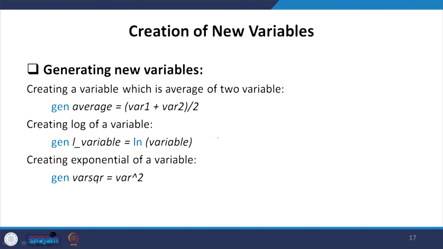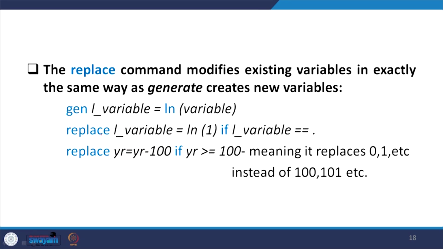Simply you generate and take that name. If you are doing average, then you go by this command. If it is a logarithmic transformation, you go by this command, natural log and the variable name. Similarly, for a square of a variable and other commands, you can do it.